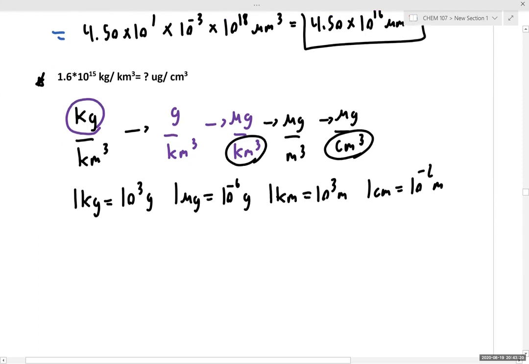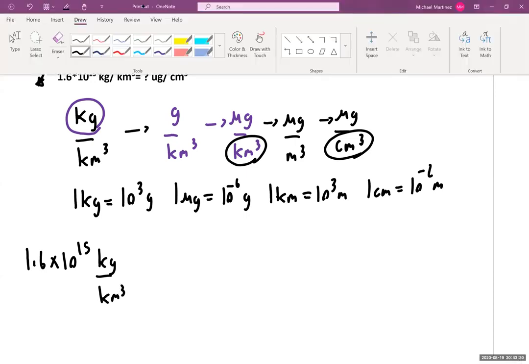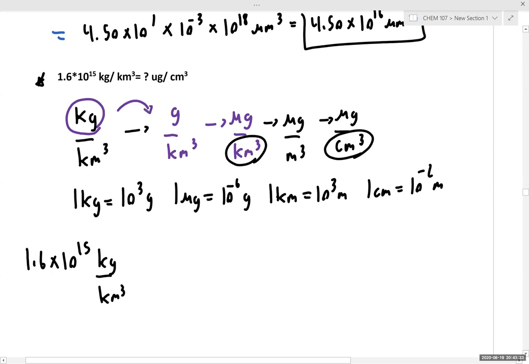Continuing on now, let's handle our first unit conversion. So we have 1.6 times 10 to the 15th kilogram per kilometer cubed. Just like before, we're going from kilogram to gram. So how many grams are in a kilogram? 10 to the 3rd. Yep, exactly right.